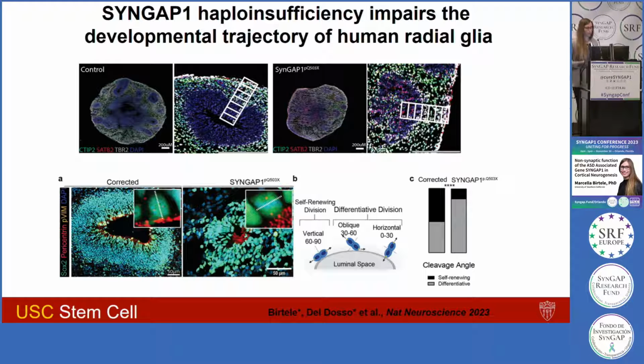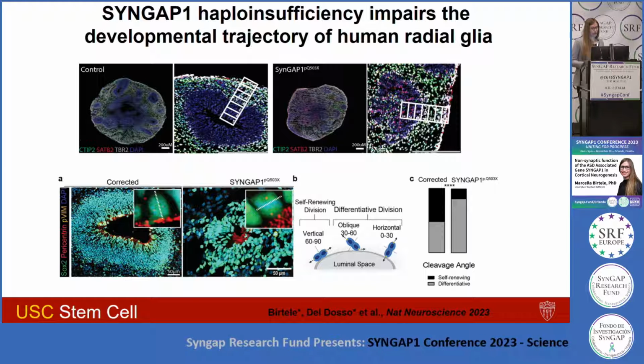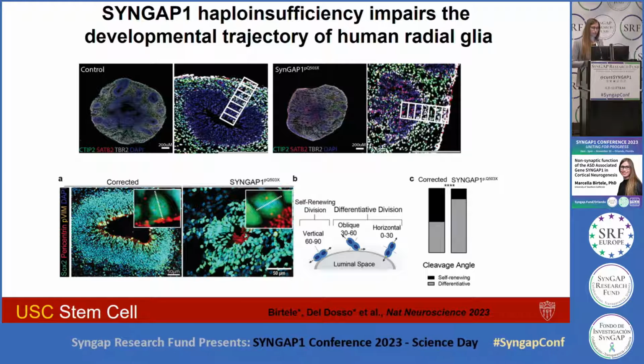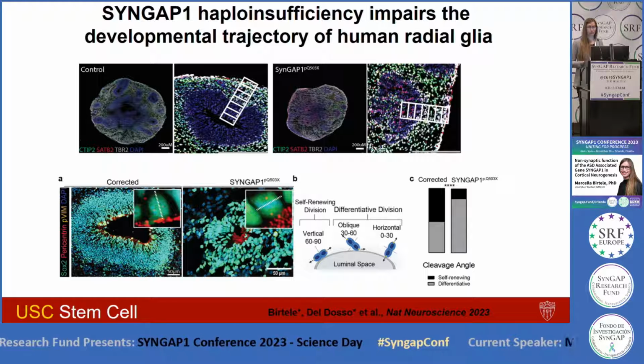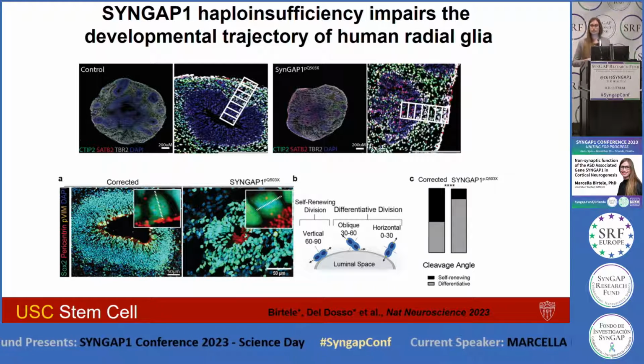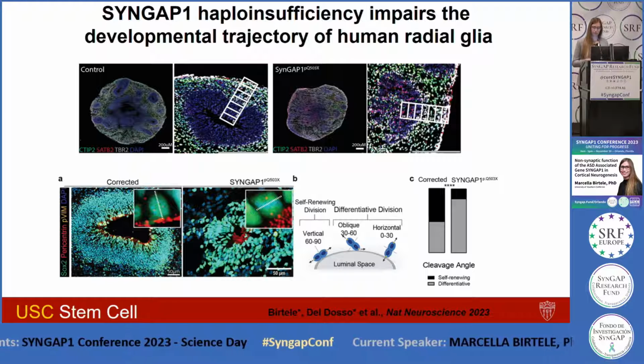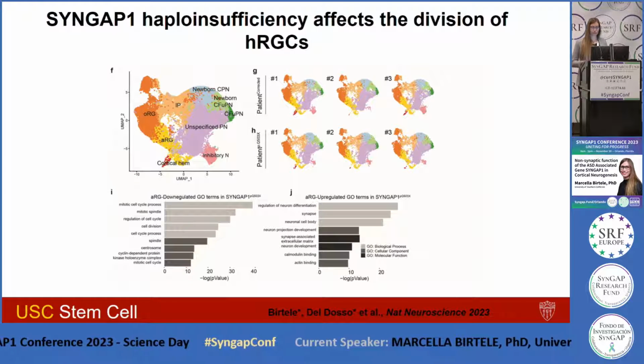So we also wanted to check at radial glia in this organoid context. And we looked at their division mode. As I said, radial glia, when they're close to the ventricle, they're highly proliferative. And they can self-renew or also generate neurons. So what we saw was that in the SYNGAP patient line, we had an increase in differentiative divisions, suggesting that there is an imbalance between progenitor and neuronal populations.